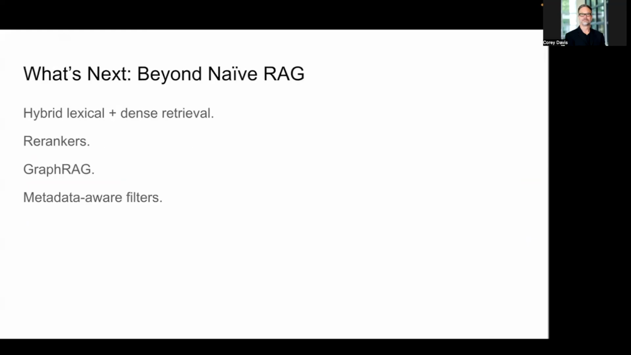And there's all sorts of ways that people have tried to improve that, including hybrid lexical and dense retrieval. That's basically using semantic search with the embeddings, but also just standard keywords, and then re-ranking for relevance, using something like GraphRAG, which recognizes entities, and feeding metadata into the retrieval process is also really critical.